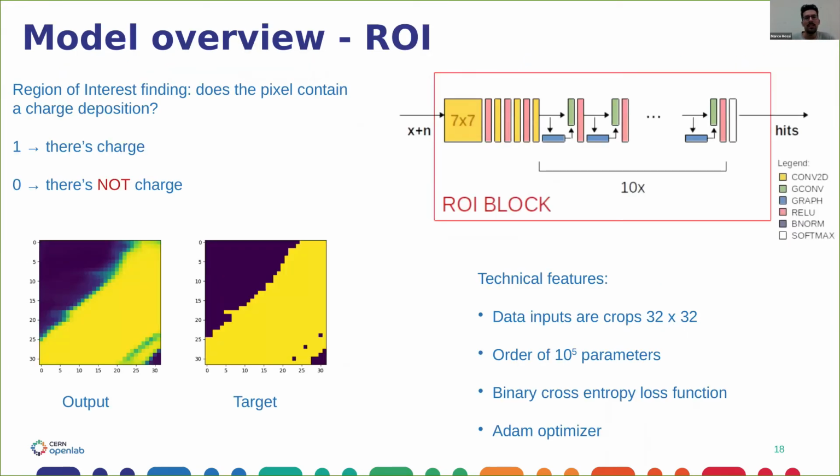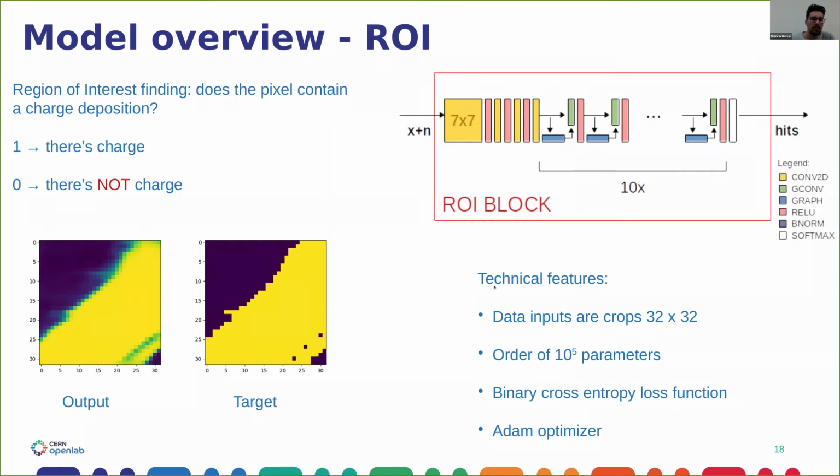Our interest in these models is twofold. First, we want to perform an ROI, namely a region of interest selection, which answers the question, does the pixel contain a charge deposition? Secondly, I'll show that we will also employ our models for a denoising task. But as for this ROI, the output of the model is 1 when there's actual charge, so there's signal inside a pixel, and 0 when the signal is not present.